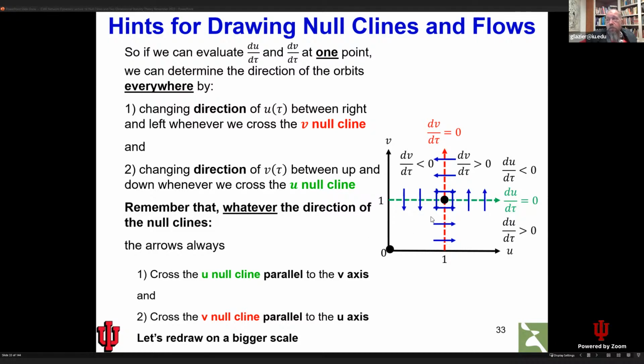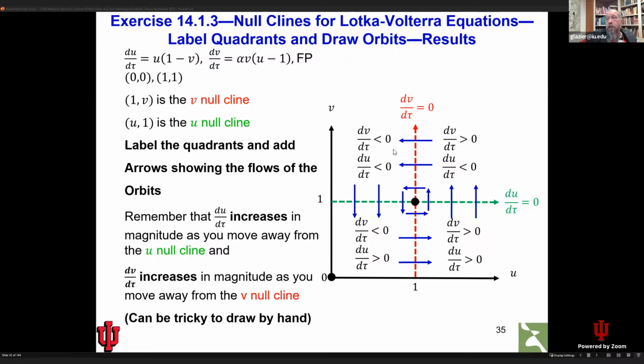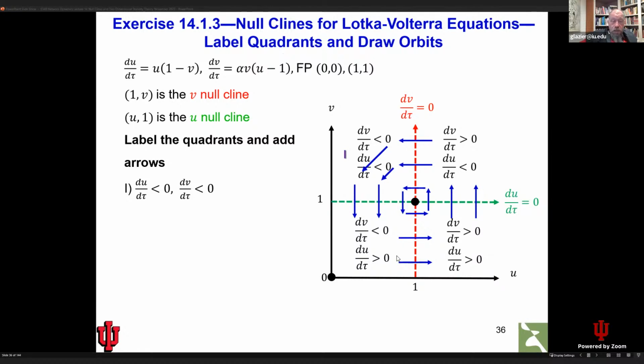The other thing to remember is that when I move away from the fixed point, the arrows get bigger. And so I can draw the arrows as being short when they're near the fixed point, getting longer as I go farther away from the fixed point. So I've done that a little bit here. And I'm labeling the quadrants now, their identity, to remind myself. And now I'm going to put in those diagonal lines. So you guys jumped ahead of me. You did all of this already.